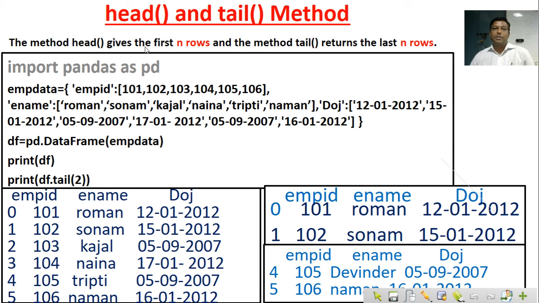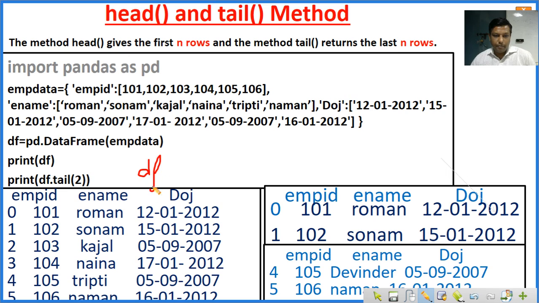The method head gives the first n rows and the method tail returns the last n rows. If we give the value n here, if we write 2, it will give the last 2. If we write df dot head 2, it will give the starting 2 rows, first 2 rows. If we write head 3, it will give 3 rows, 1, 2, 3. If you write tail 1 only, it will give only the last row.